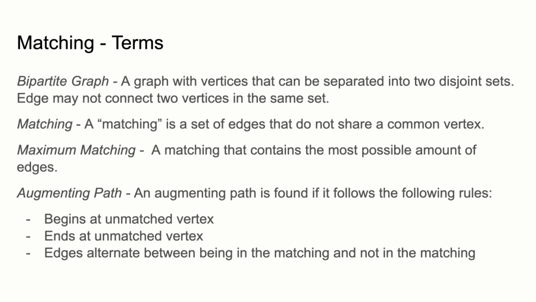A matching, it's not called a match in terms of matching problems, it's called a matching, is a set of edges that do not share a common vertex. So a matching could be a set of one edge. It can be one edge that shares no similar nodes. It can be 20 edges that all contain nodes that do not share any common vertex. A maximum matching is a matching that contains the maximum possible amount of edges for a bipartite graph.